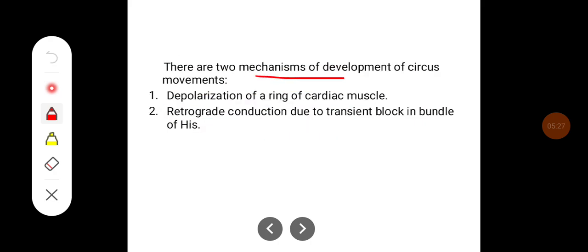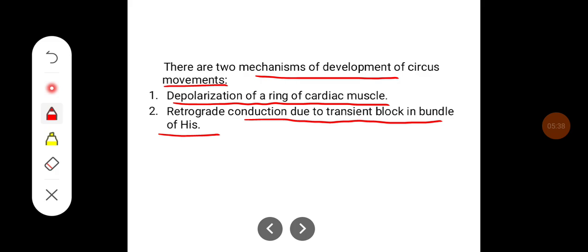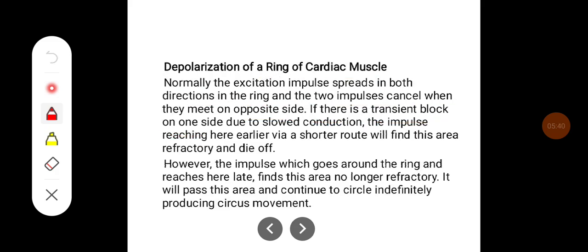There are two mechanisms of development of circus movements. One is depolarization of ring of cardiac muscle and retrograde conduction due to the transient block in the bundle of His. Depolarization of ring of cardiac muscle.